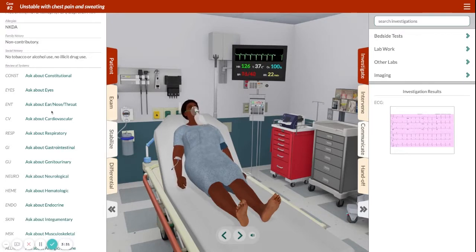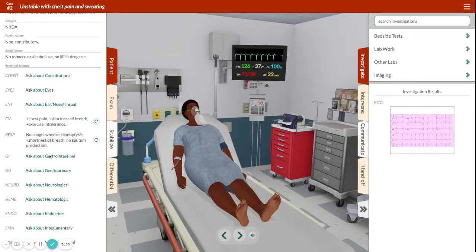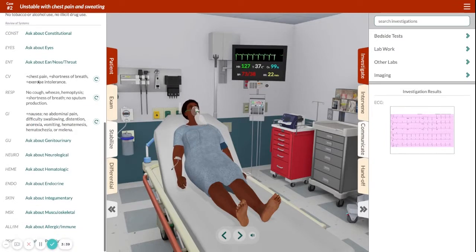In this case, with an anterior wall distribution, it is less likely, although not impossible, for this to be an aortic dissection. So, focusing on cardiac, respiratory, and GI review of systems, we note that she has chest pain, shortness of breath, recent exercise intolerance. She has no respiratory symptoms such as coughing or wheezing to suggest a pulmonary process, and she has nausea but no other abdominal pain, vomiting, or such.